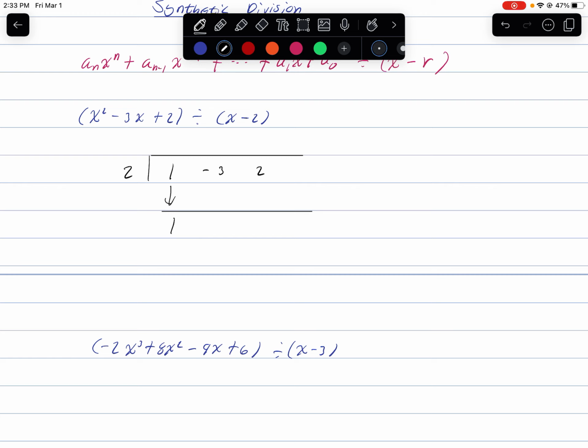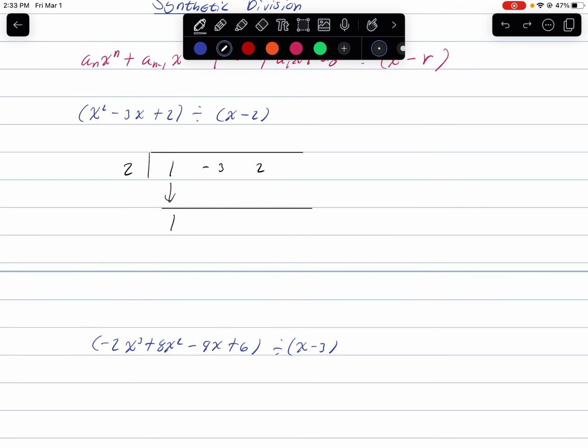Then we're going to multiply this 2 times 1, and that's going to give us 2. And we're going to put that 2 here. Now we're going to add negative 3 and 2. Negative 3 plus 2 is negative 1. And now we're going to multiply negative 1 and 2 again. So negative 1 times 2 is negative 2. So then we have 2 plus negative 2, that is 0.